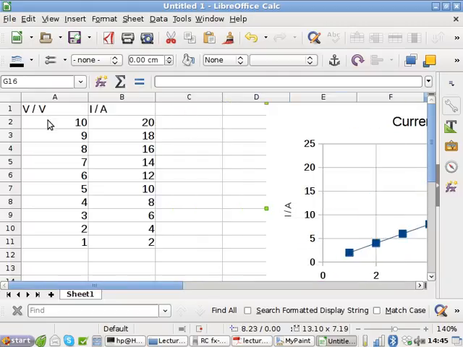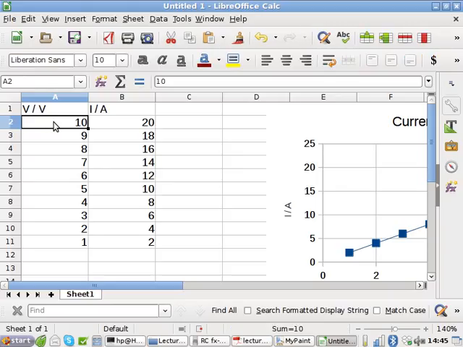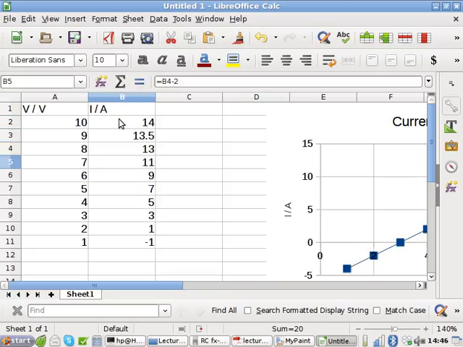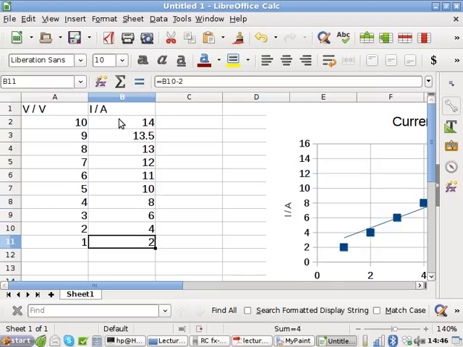So, what are the voltages now? What's to start with? 10 to 1. So it's the current that's different. What's the first one? 14. Yep. 13.5, 15, 12, 11, 10, 8, 6, 4, 2. Okay.